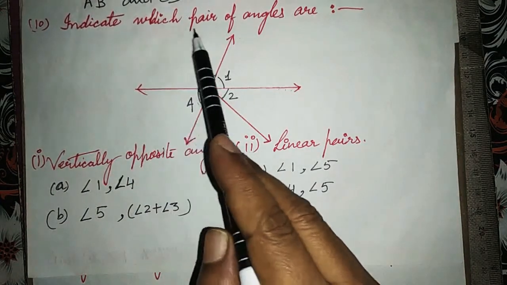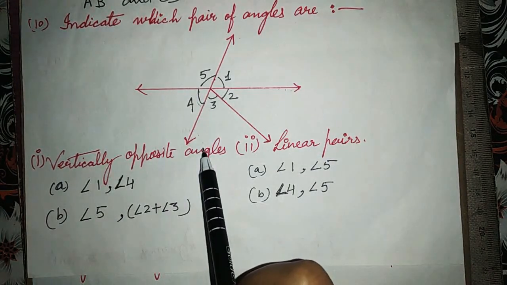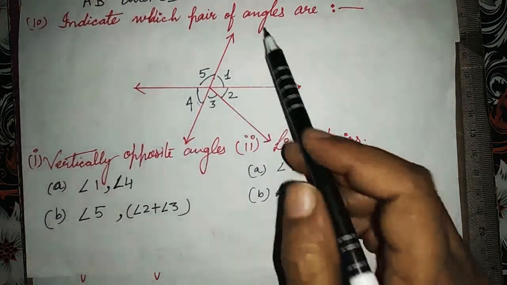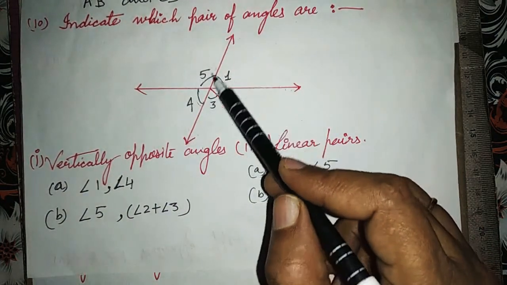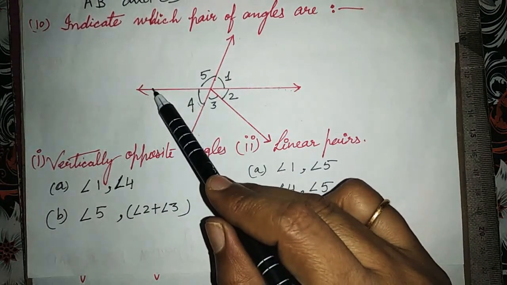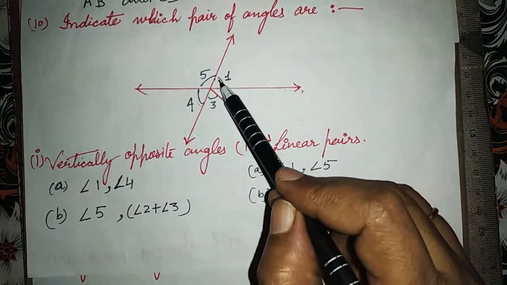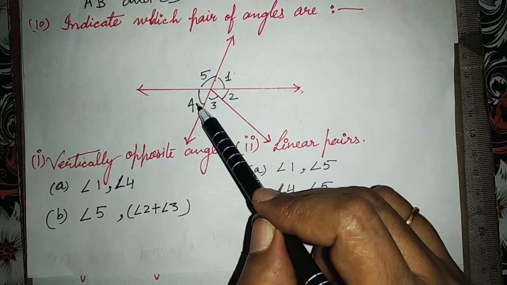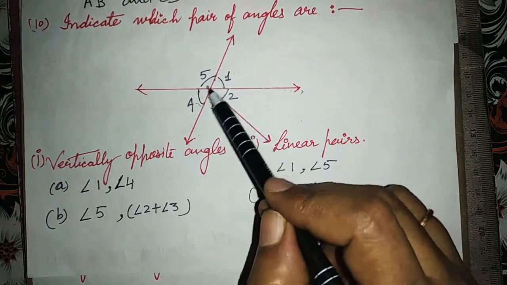Now see question number 10. Indicate which pair of angles are vertically opposite angles. For this you will see the figure carefully. In this figure you can see two straight lines, this and this.